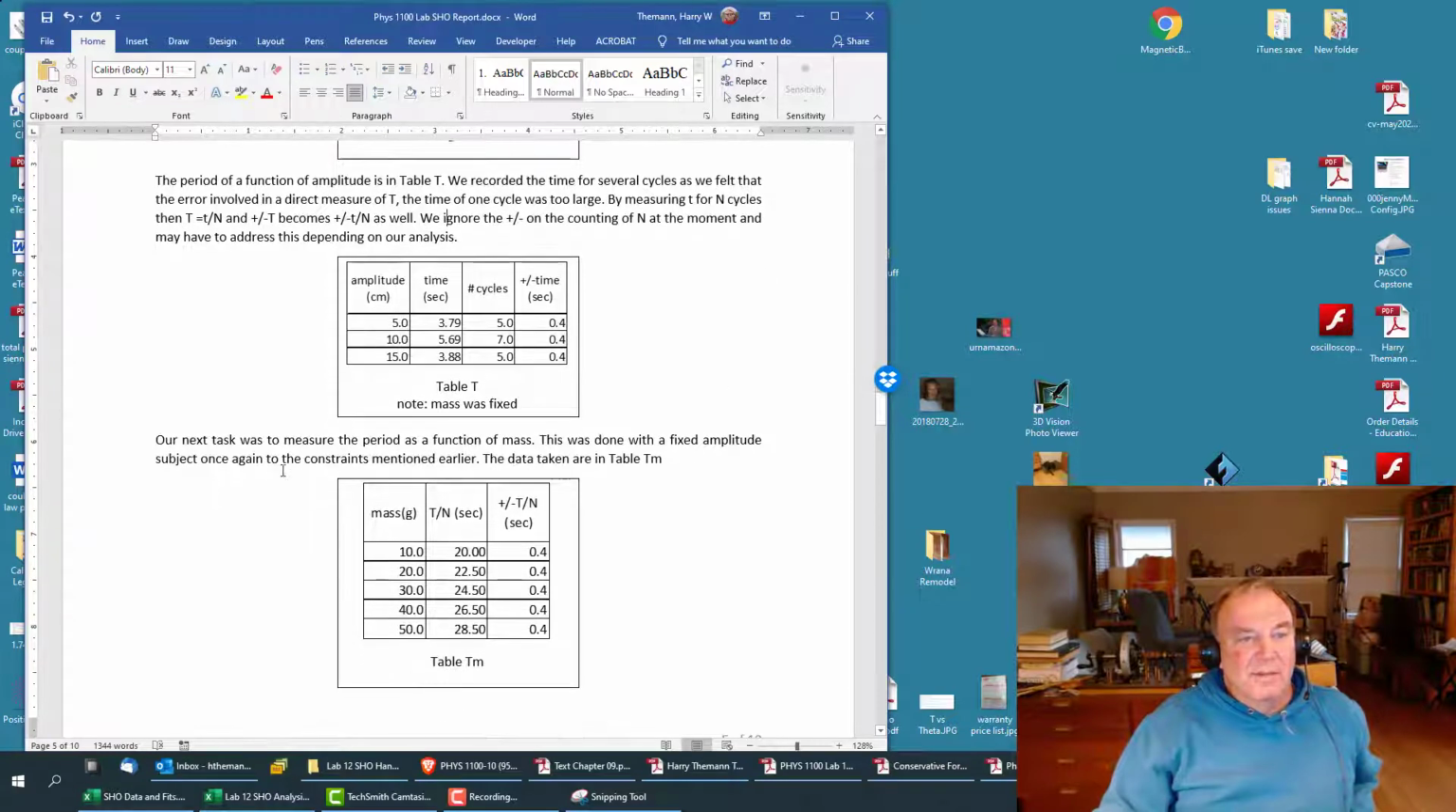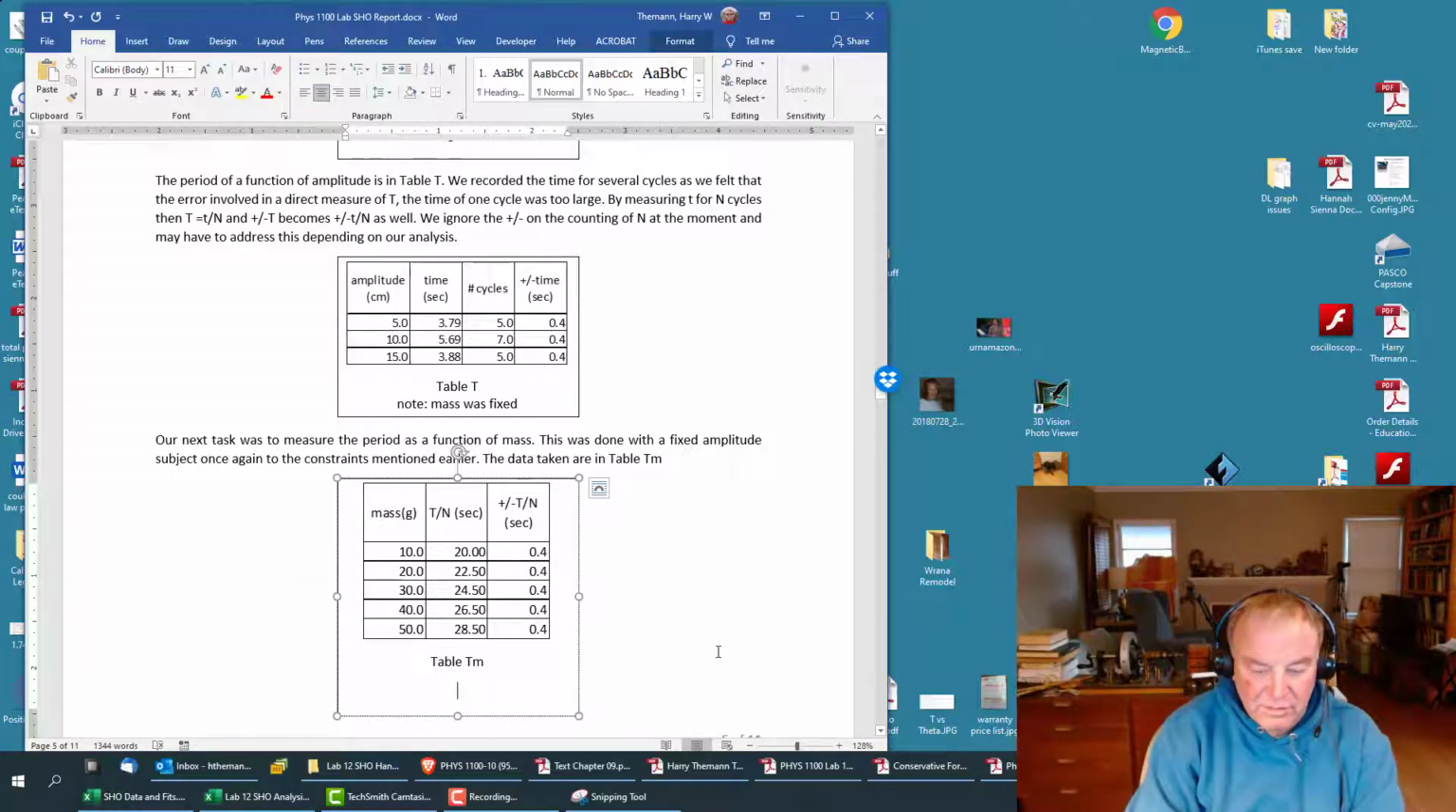And then the next step was mass and period with different masses. Oh yeah, notice I said note the mass was fixed. You could say here, like, note fixed amplitude.